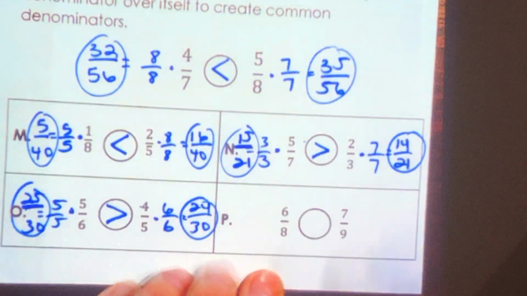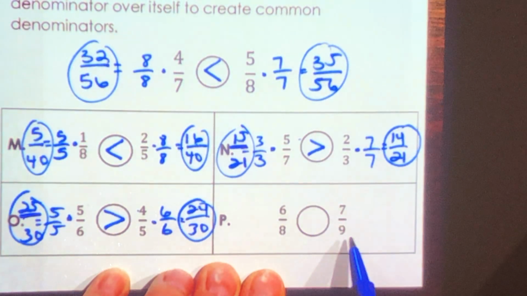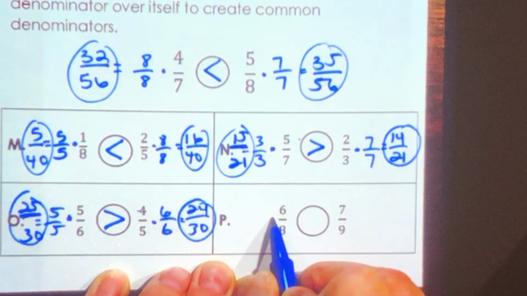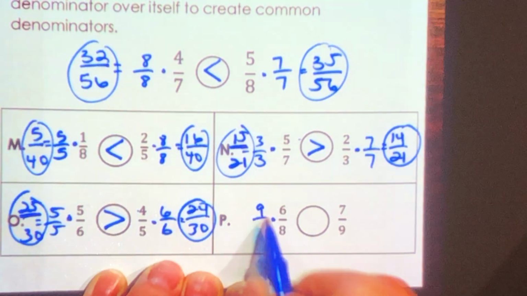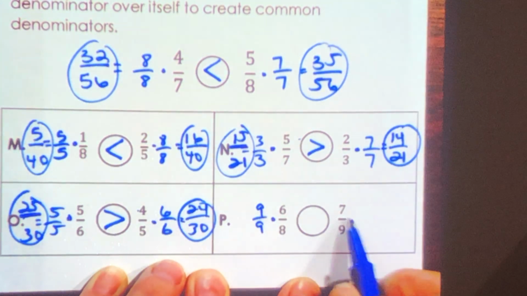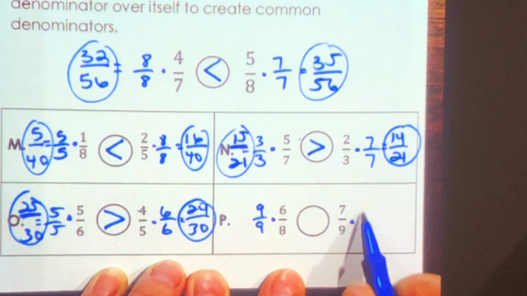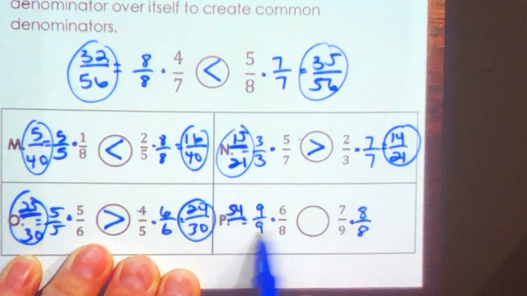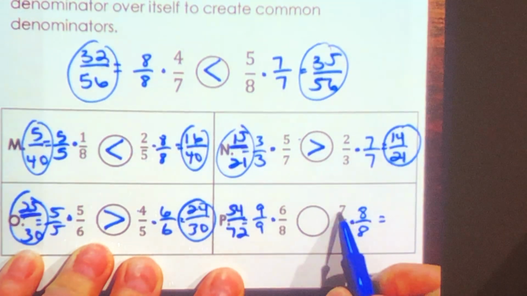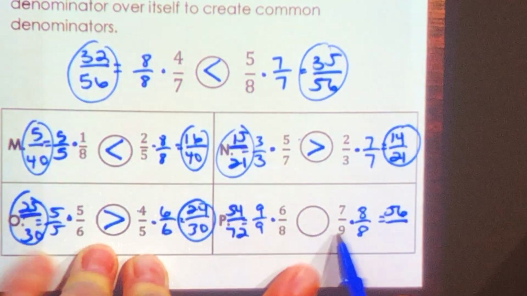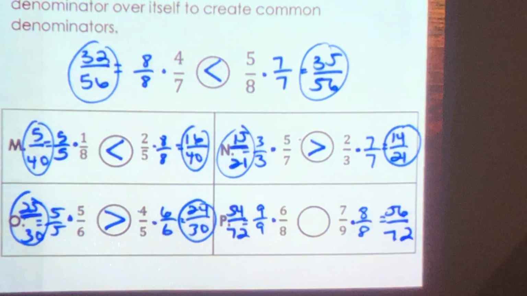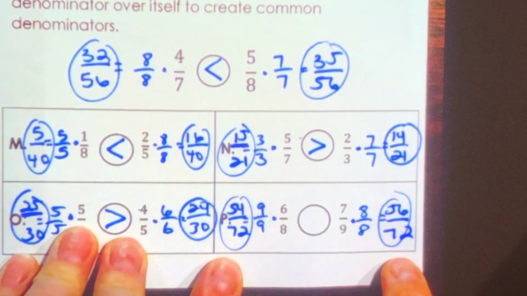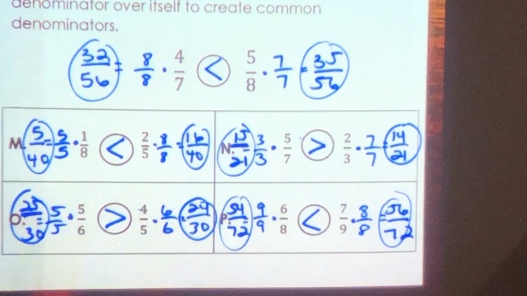And last but not least, don't have the same numerator, don't have the same denominator. I can't multiply 8 by something to get 9, so I multiply this fraction by that opposite denominator over itself, and I will multiply this fraction by that fraction's denominator over itself. 9 times 6 is 54, 9 times 8 is 72. 7 times 8 is 56, 9 times 8 is 72. So now they're both out of the same amount. That means the pieces are the same size. What would be more? 56 of those pieces. You're all set.